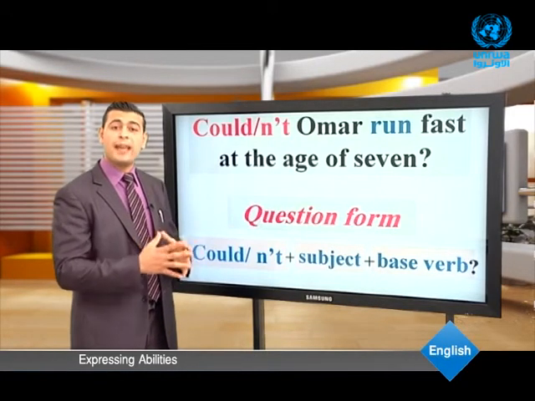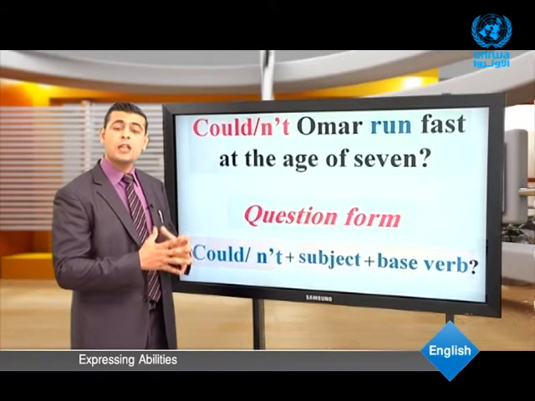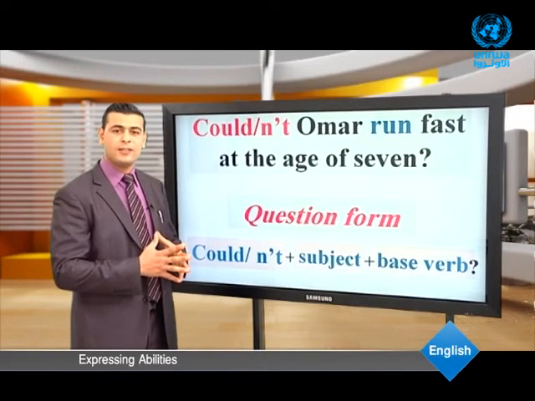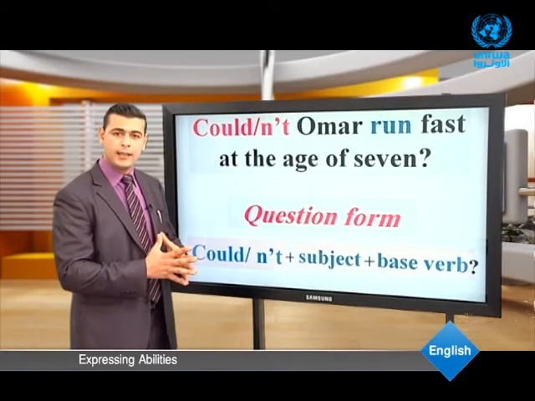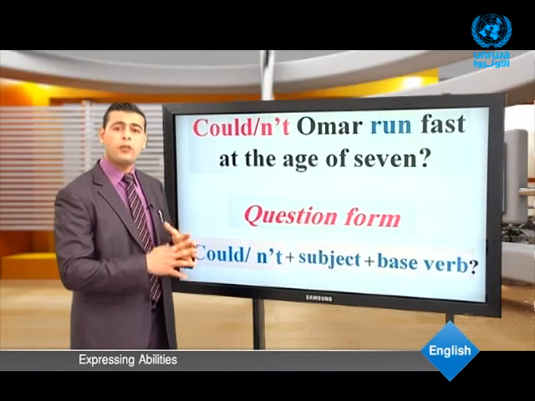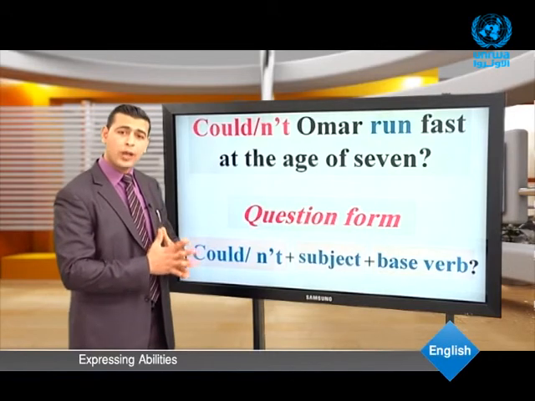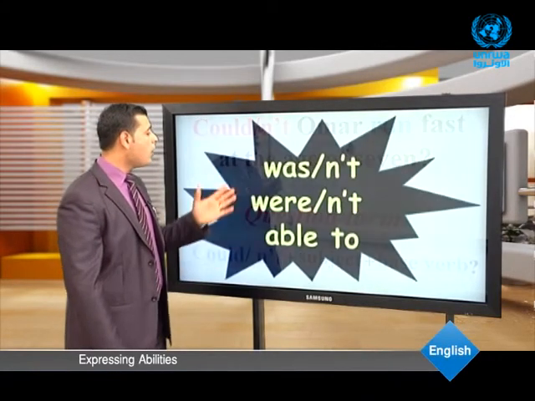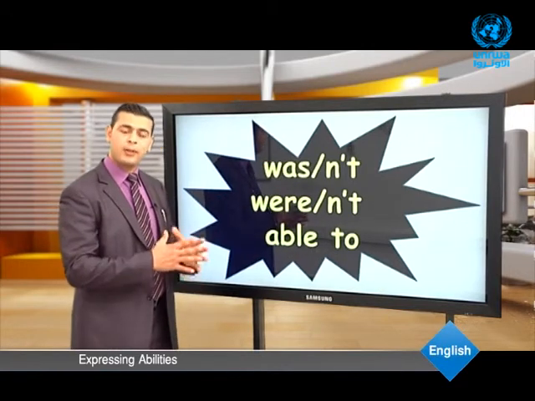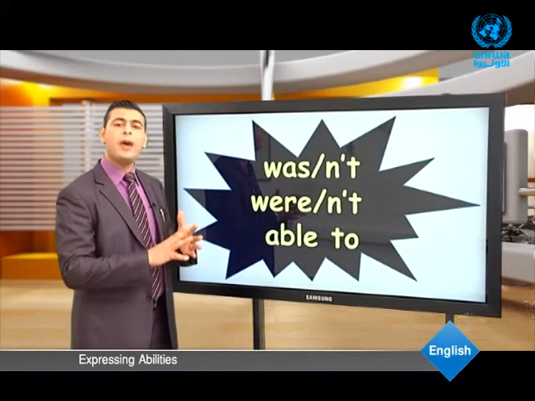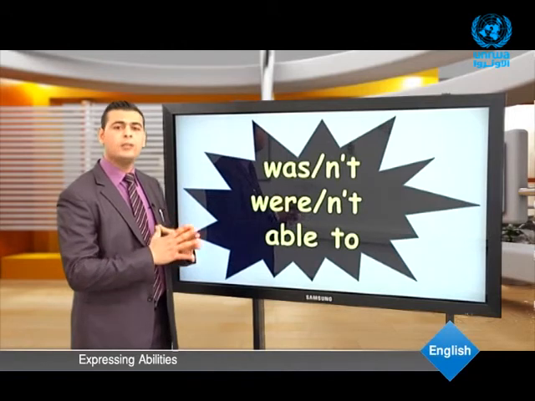Could you read or write at the age of 7? Try to answer these two questions. Now, dear students, after we have talked about the use of could and couldn't, and the positive, negative, and question forms of could and couldn't, let's move to talk about the structure of was or wasn't, were or weren't able to. Was able to, wasn't able to, were able to, and weren't able to.